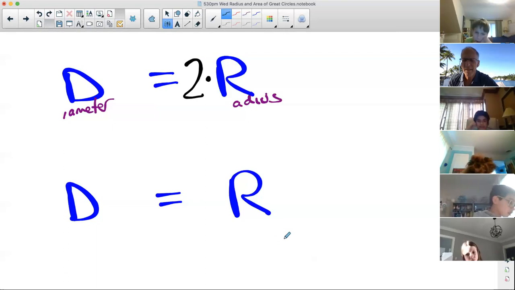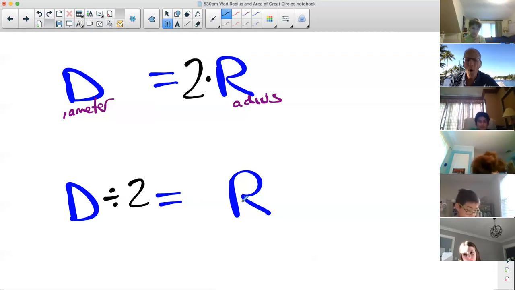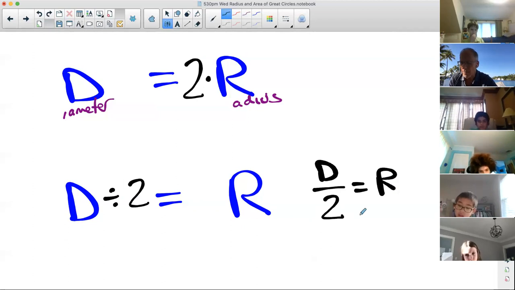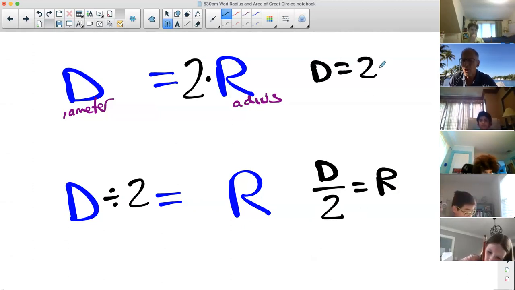Diameter divided by 2 equals radius. Exactly. Both of those are awesome. Now, I prefer to write division as a fraction. Diameter divided by 2 equals radius, and diameter equals 2 radius. Both of those equations are valid.